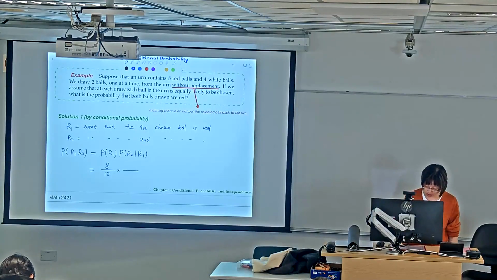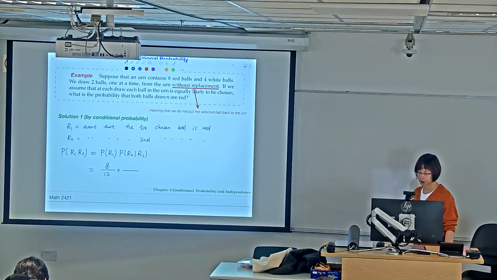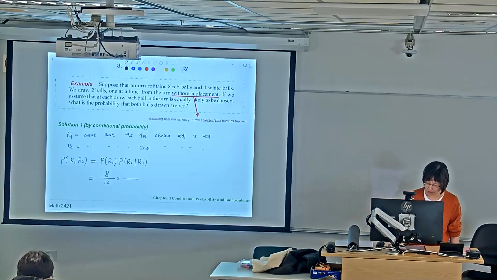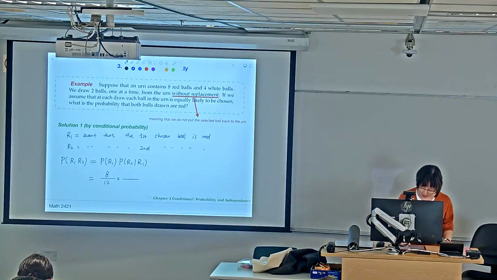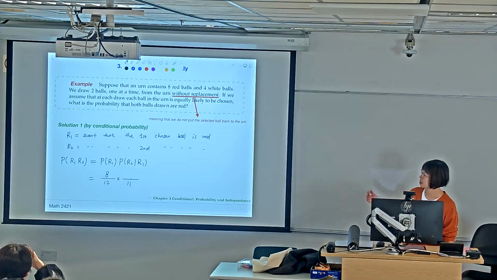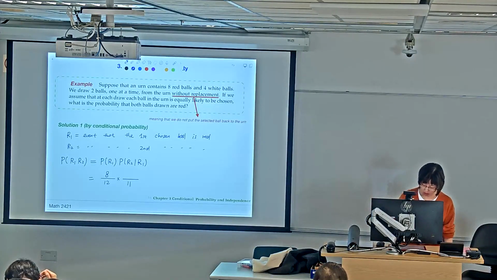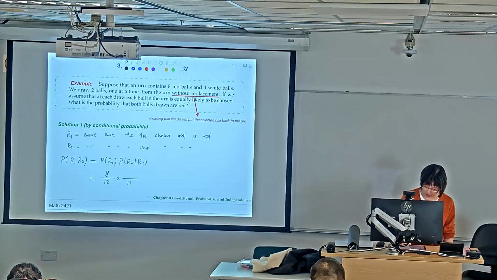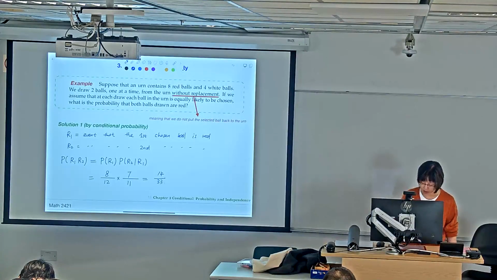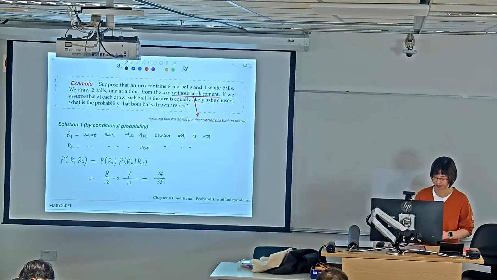And then the conditional probability is that, given that the first chosen ball is red, we find the chance that the second chosen ball is also red. If the first ball is chosen, we are left with 11 balls in total to choose from. And the first ball chosen is red, so, this is without replacement, we are left with 7 red balls. So 7 over 11. Multiply this together, and we get 14/33.